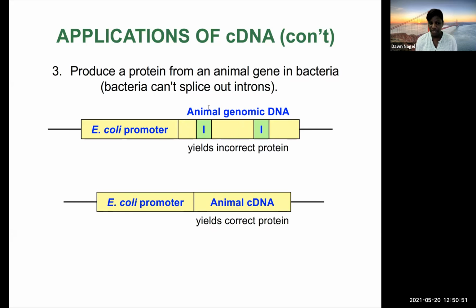So this is one way: you remove these introns, you have the correct cDNA, and then you can clone this cDNA representing your expressed gene into bacteria to make more of it.